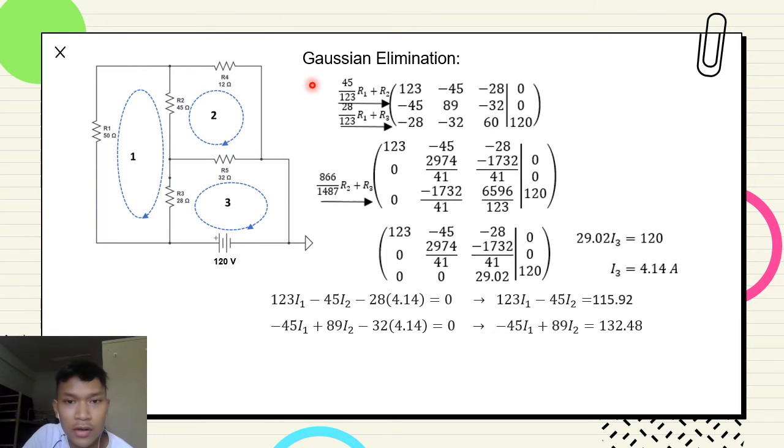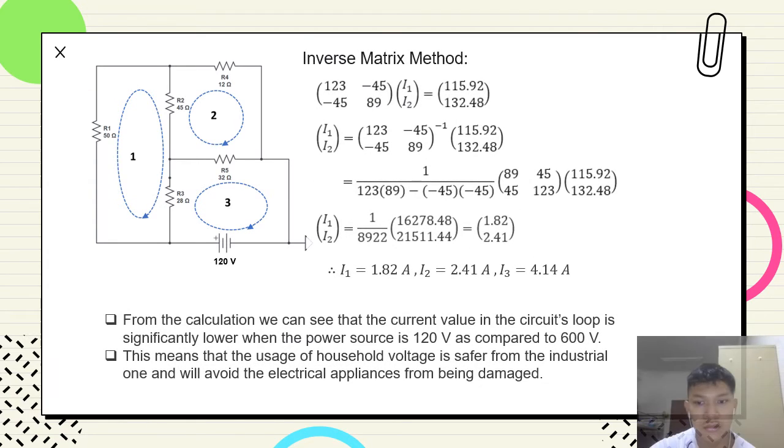Then we use the Gaussian elimination method to find the value of I3. The value of I3 here is 4.14 ampere. And then we take the value of I3 and substitute it in the first and second equation. Then we get this equation. Now we take both of the remaining equations and use the inverse matrix method to find the value of I1 and I2. This is the obtained value of I1, I2 and I3 when the power source is 120.